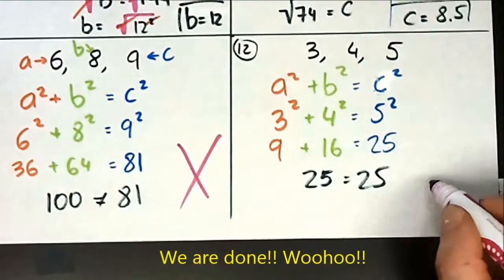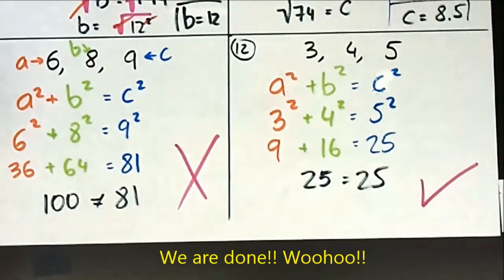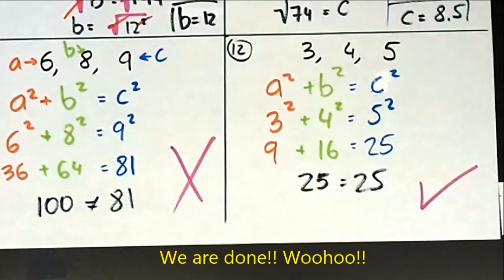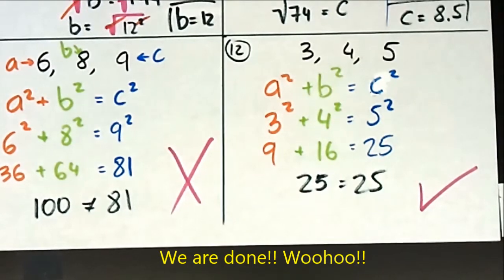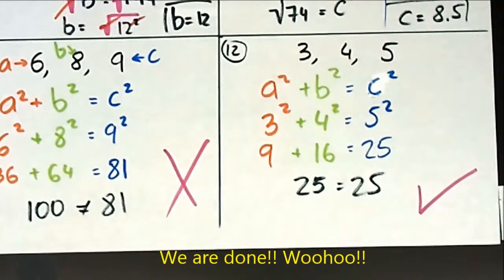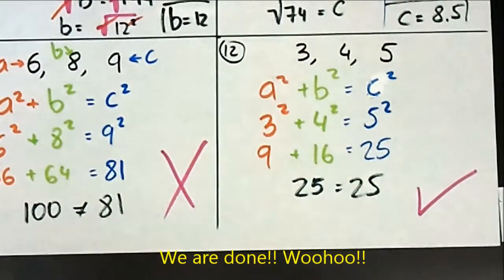Lucky us, I think. Alright, so 12 worked out. It's a right triangle. 11 did not. It's not a right triangle. Questions on 11 and 12? Thank you very much.